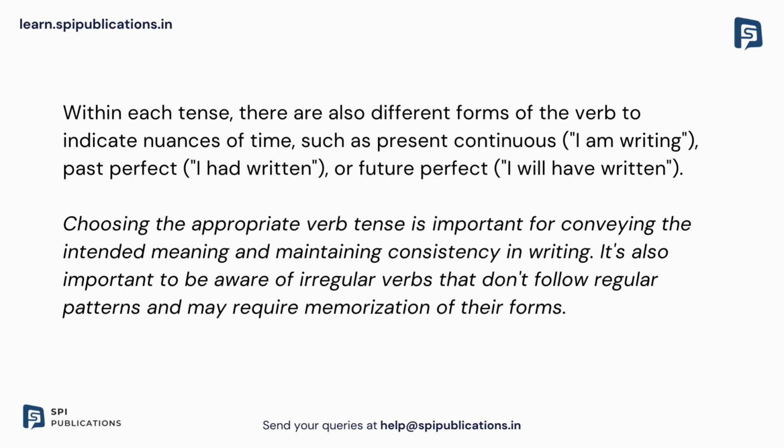Within each tense, there are also different forms of the verb to indicate nuances of time, such as present continuous, I am writing, past perfect, I had written, or future perfect, I will have written. Choosing the appropriate verb tense is important for conveying the intended meaning and maintaining consistency in writing. It's also important to be aware of irregular verbs that don't follow regular patterns and may require memorization of their forms.